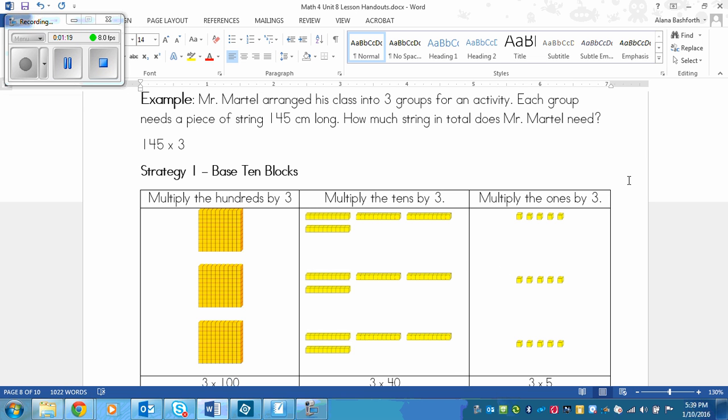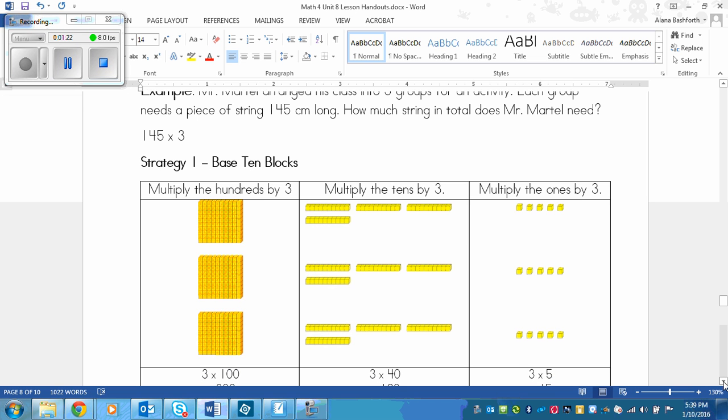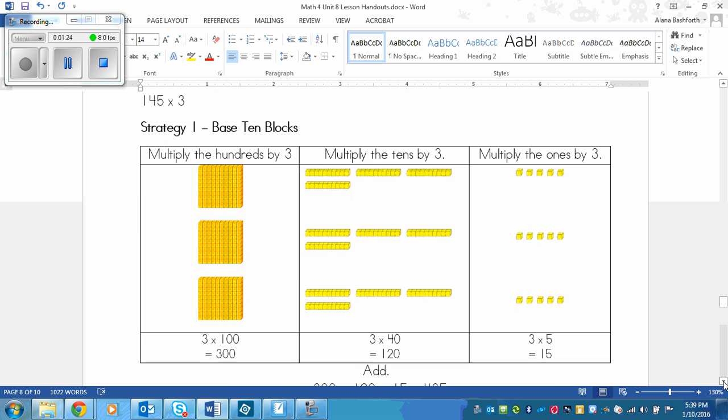So the first strategy, just as you did in lesson 5, is to use base 10 blocks. So when I'm using base 10 blocks, I needed to add the hundreds in there. The hundreds block, remember that's a square. So what you need to do is show 145 times 3. So we have 145 right here. See 100, and then there's 10, 20, 30, 40, and then 5 ones. And we need to show that 3 times, like that.